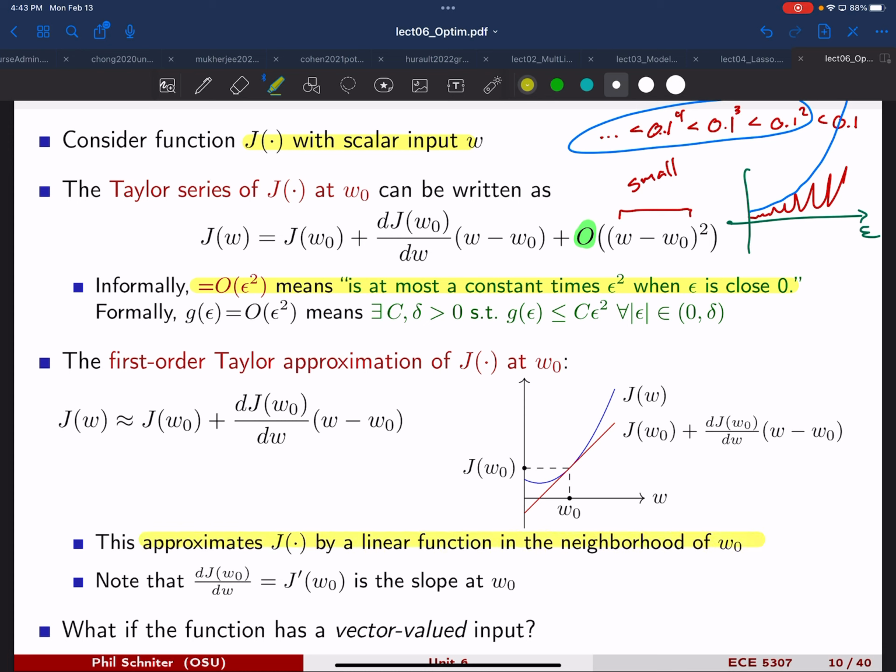This is going to be a really important tool for us. We're going to use it over and over again. In terms of notation, sometimes we use a prime to describe derivatives, so this is nothing more than J prime evaluated at W naught. It's the slope at W naught. When we talk about first order approximations, the first order Taylor approximation, it's exactly this. This is the scalar case, which is very easy to visualize. We're going to generalize this to vectors and matrices.